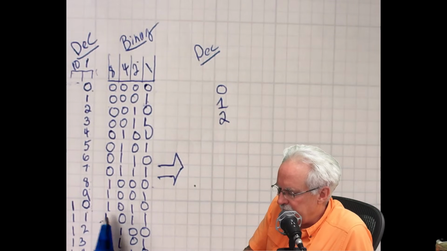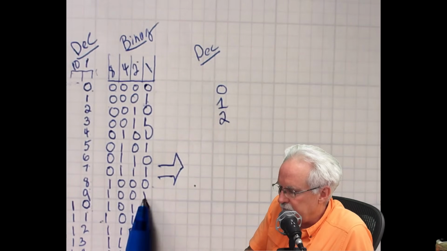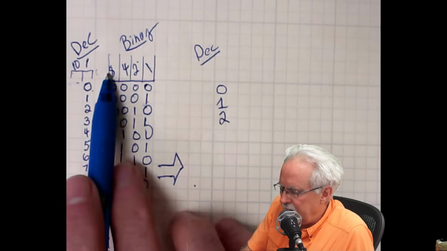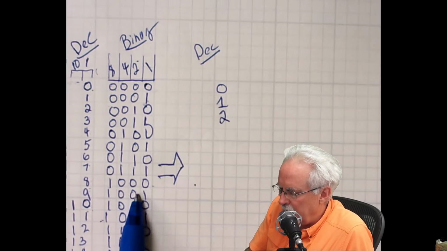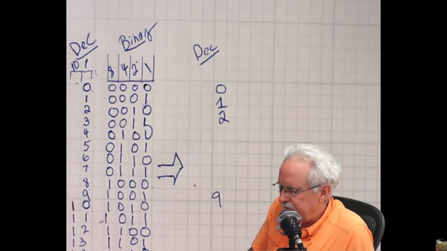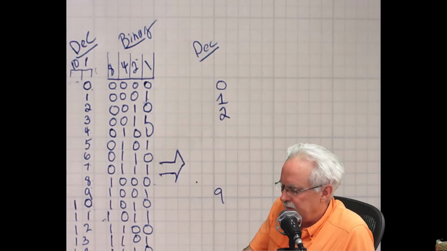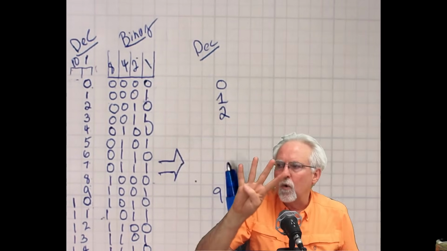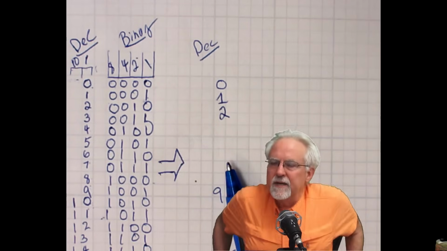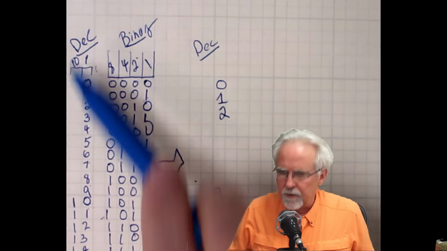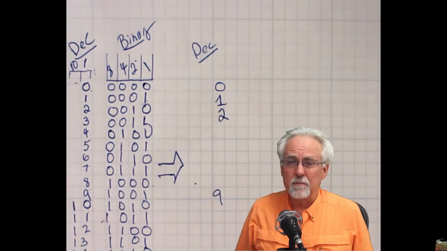How about let's do this one? Okay. This is worth 1. This is worth 8. 8 and 1 is 9, which you have there. How about 15? Well, that's an 8 plus a 4 plus a 2 plus a 1. That's 15. And do you see that with just 4 switches, we've been able to represent 16 different numbers. 0 to 15 is 16 different numbers.